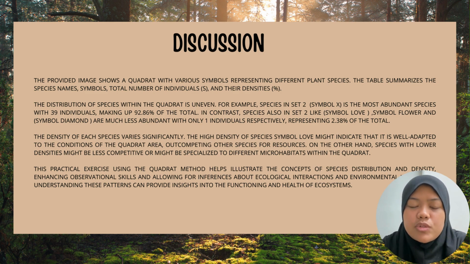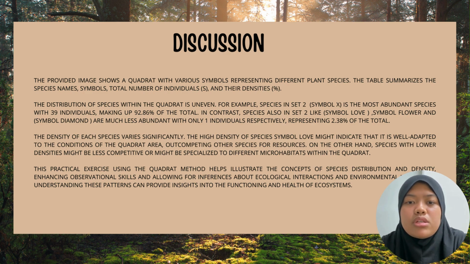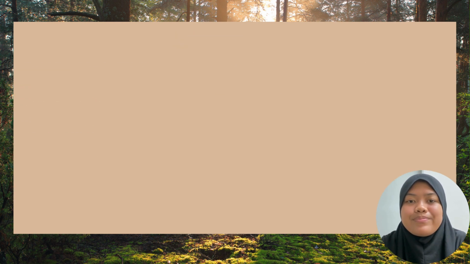So, the density of each species varies significantly. The higher density of the species with symbol X might indicate that it is well adapted to the conditions of the quadrat area, outcompeting other species for the resources. On the other hand, species with a lower density might be less competitive and might be specialized to a different microhabitat within the quadrat. So this practical exercise using the quadrat method helps to illustrate the concept of species distribution and density, enhances observation skills, and allows for inference about ecological interactions and environmental influence. Understanding this pattern can provide insight into the functioning and health of the ecosystem.